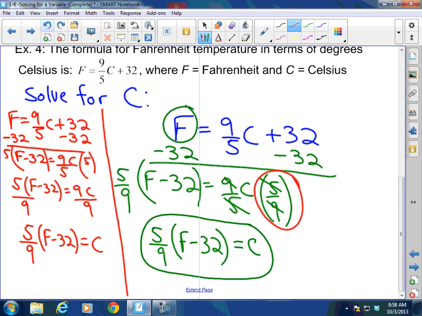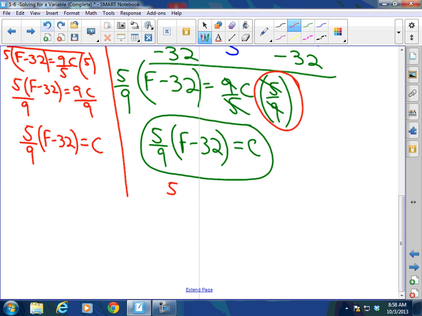Okay, what would be the purpose of distributing 5/9? So now you have 5/9 F minus 160. It's not 37, guys. You're multiplying. It's distribution. Over 9 equals C. You could do it either way. Either way, isn't my C alone? Yes. So why would you want to complicate your life and distribute if you don't have to? Does that make sense to you, my man?